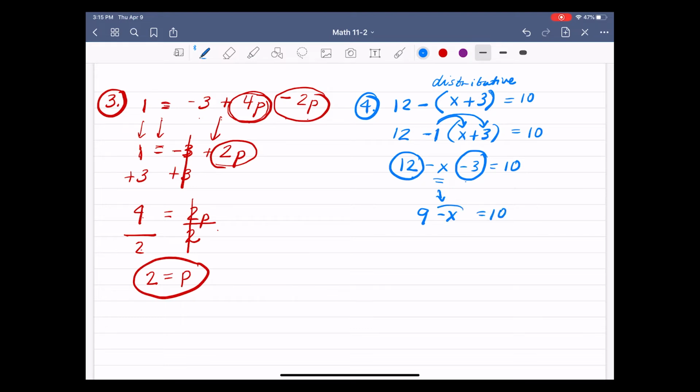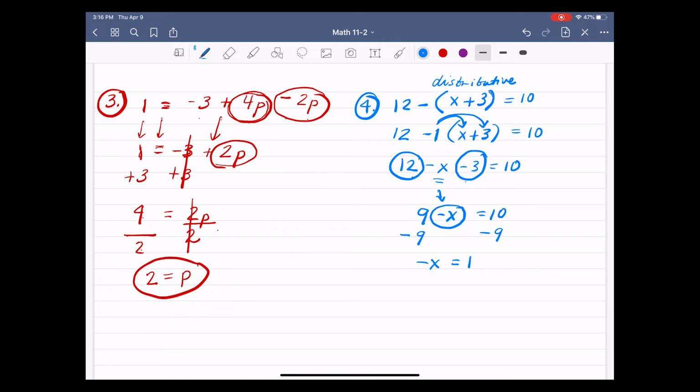Now I want to get this x by itself. It happens to be a negative x, but I want to get it by itself. What's in the way? This positive 9. So the opposite of positive 9, or the inverse, is -9. If I added -9 to the left, I have to add -9 to the right. And I'm going to be left with -x equals 1.